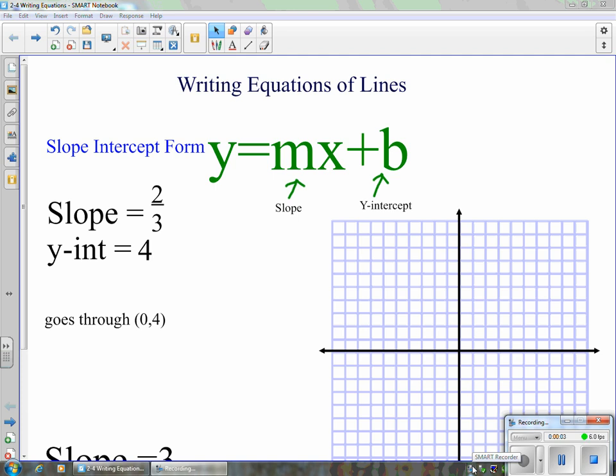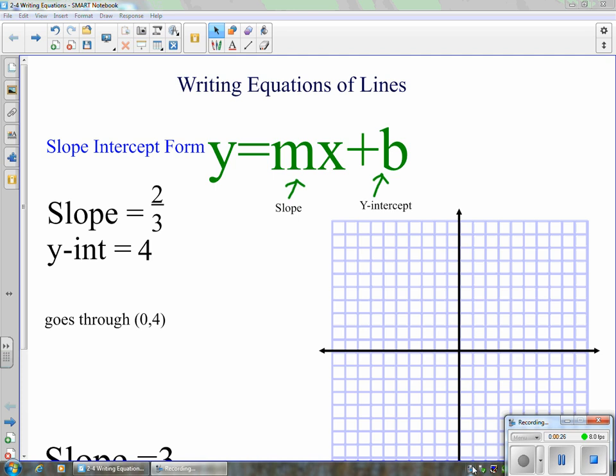Hello. Today we're going to talk about writing equations of lines. The most common form that you are going to use is slope-intercept form. Slope-intercept form is what we know as y equals mx plus b. M stands for the slope, b stands for your y-intercept. Y-intercept, remember, was just where your line crosses the y-axis.